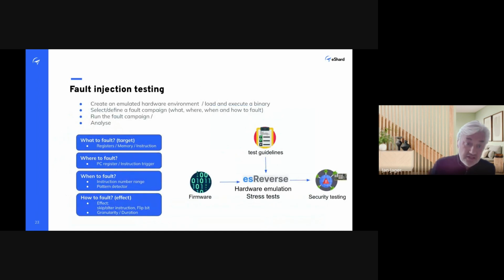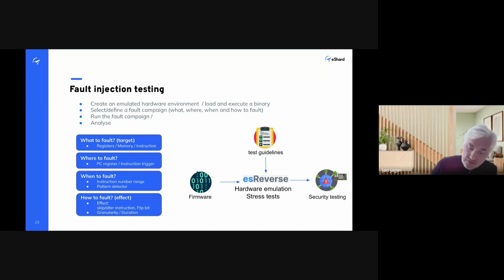So looking at fault injection testing, how do we do that with our platform? There are a few things to think about. First one is, what architecture do you want to load and execute the binary on? For that, we have a number of architectures available. Our most used is ARM architecture in embedded software, but we also have Intel and RISC-V.